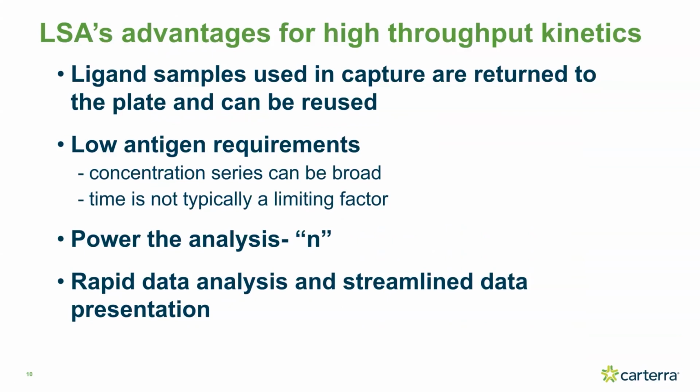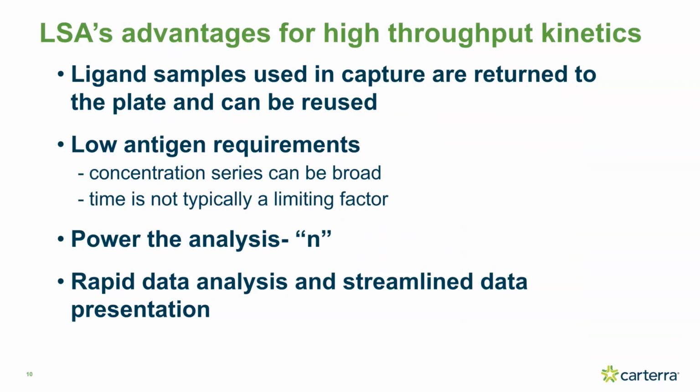Also, the array allows you to power your analysis, or increase your N. If you have less than 384 antibodies, it's very easy to spot the same antibody multiple times into the array. And this allows you to generate real replication of data within an experiment. So if you spot an antibody 8 times in the array, you can get a mean and standard deviation of the actual kinetic rate constants you observe in that analysis. Also, it allows you to do things like printing a dilution series of your antibodies so that you can observe the binding kinetics at different densities, which is very useful.